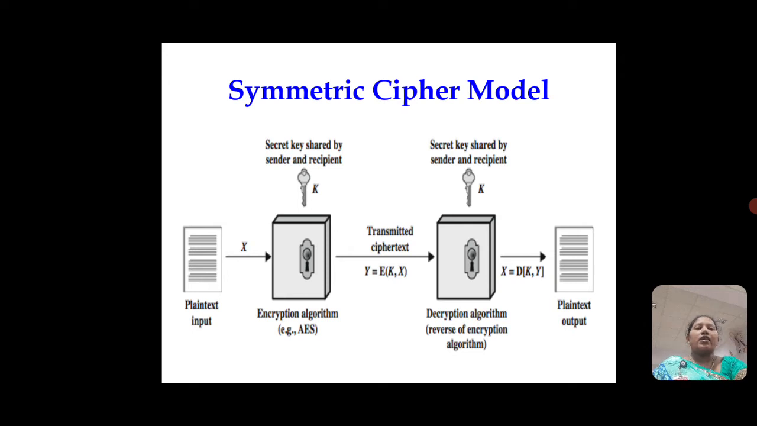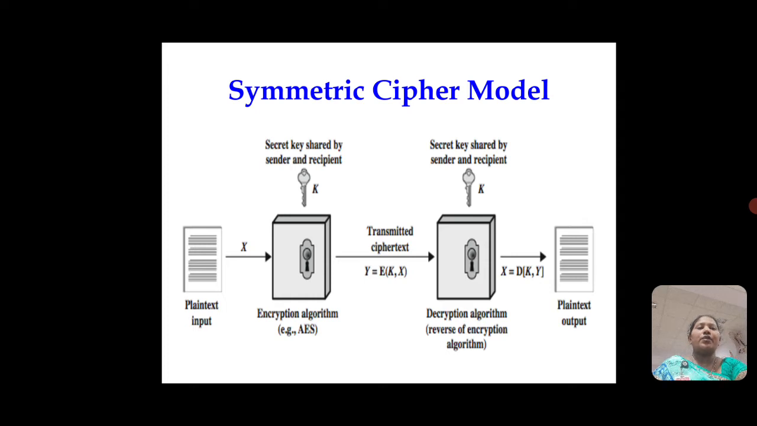So using that key in this encryption algorithm, you will be converting X to a ciphertext Y. So how did you get that ciphertext Y? Y equals E of K comma X. E is the encryption algorithm, K is the private key you are using here, and X is the plain text. If you apply encryption using the key K on the plain text X, then you will get your ciphertext Y. This ciphertext Y will reach the receiver end.